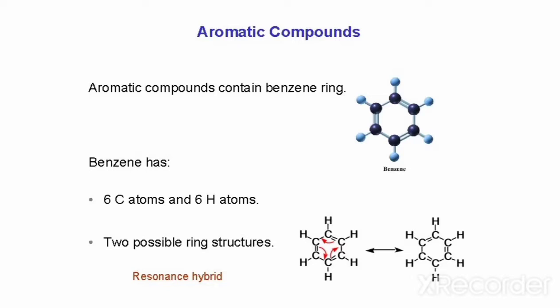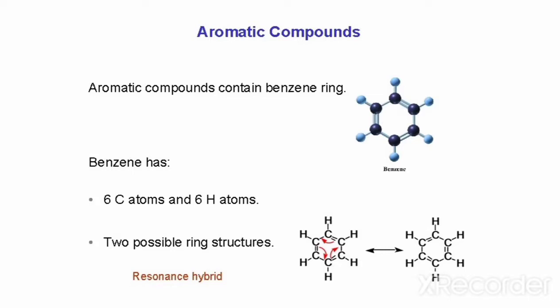Whether it is one ring, two, three, and so on. Benzene has a total of 6 carbon atoms and 6 hydrogen atoms. The carbon atoms contain double bonds at adjacent positions, and each carbon is attached with a sigma bond to a hydrogen atom. The two possible ring structures are resonance hybrids of each other.